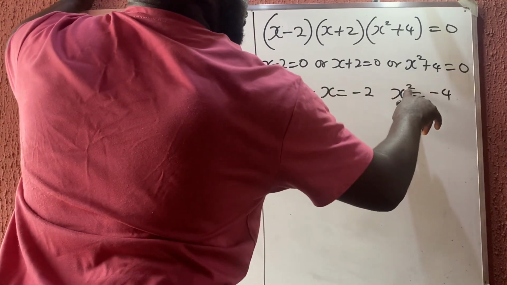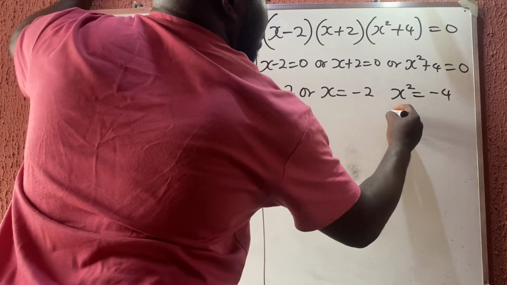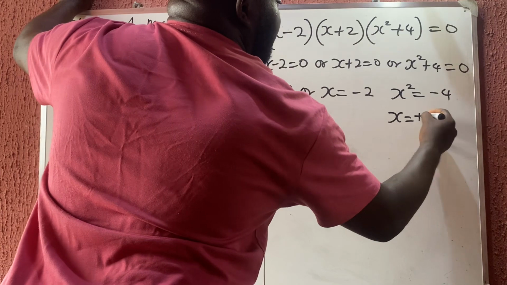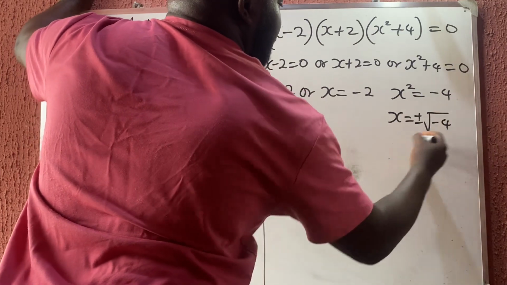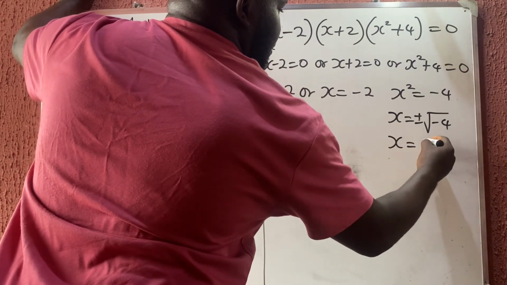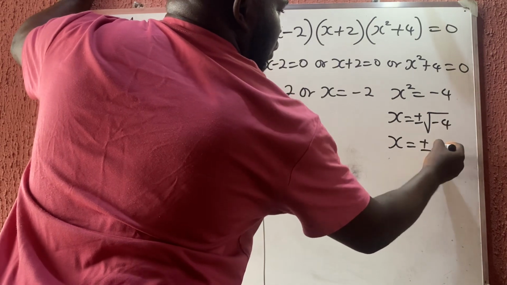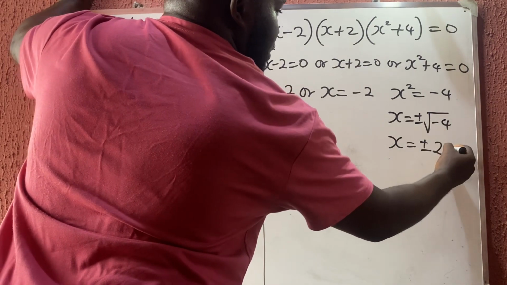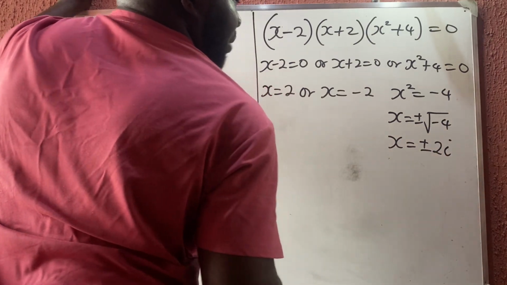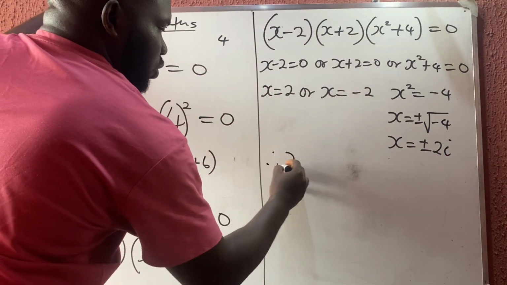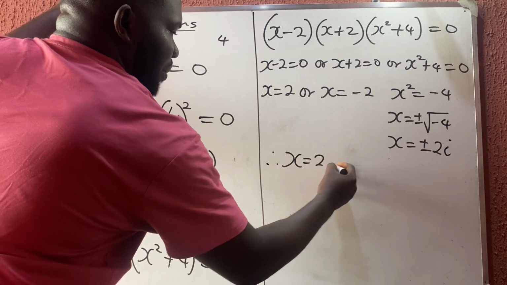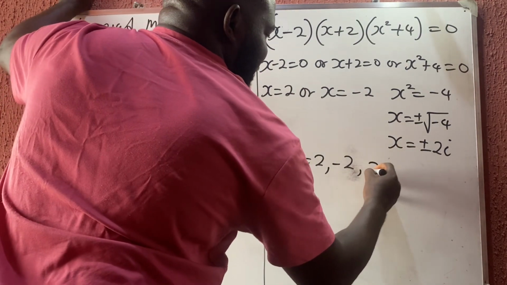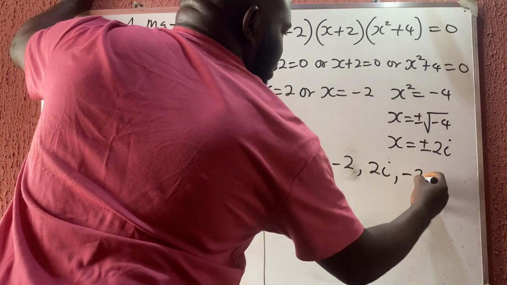Now, if the square goes to this side, it becomes a square root. So x will now be plus or minus the square root of minus 4. So x will now be plus or minus, the square root of 4 is 2, and the square root of a negative is what? i. That's a complex number. So therefore, the answer to this solution is x is equal to 2, minus 2, plus 2i, then minus 2i.